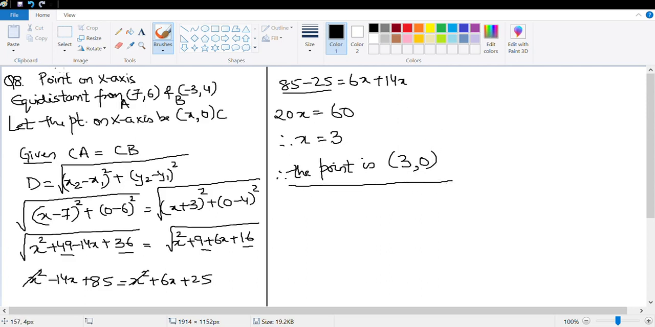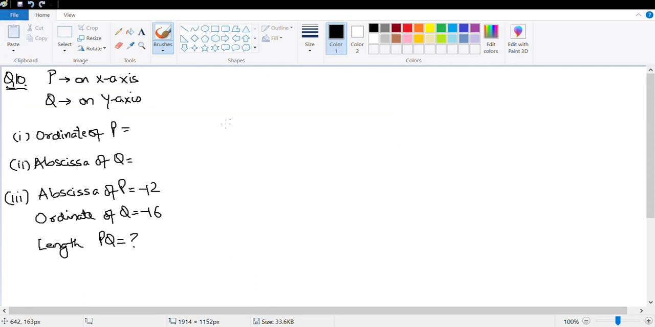The next question that we do is question number 10. Let's look at the question. Question number 10 is a point P lies on the x-axis, okay, and another point Q lies on the y-axis. So if it is lying on the x-axis, which means the point will be (x, 0), and if it lies on the y-axis, the point will be (0, y). Done.